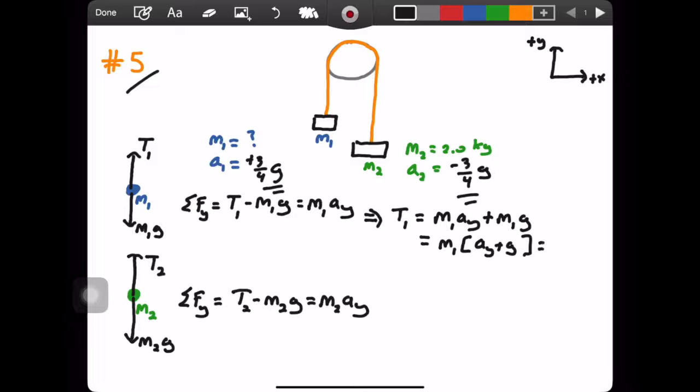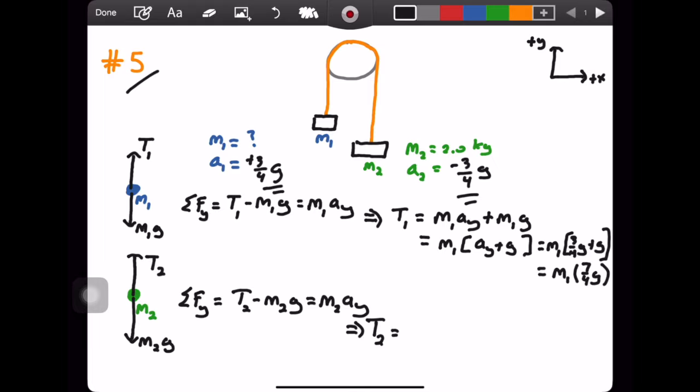So this equals m1 times 3/4 G plus G. You can think of G as 4/4 G. So 3/4 G plus 4/4 G is equal to 7/4 G. So you can think of it as m1 times 7/4 G. That is the expression for T1. And I can do the same thing for T2.